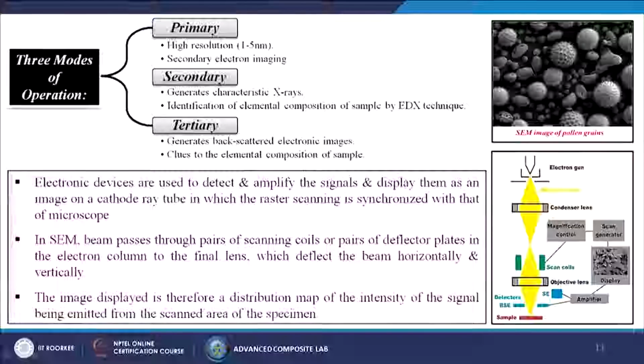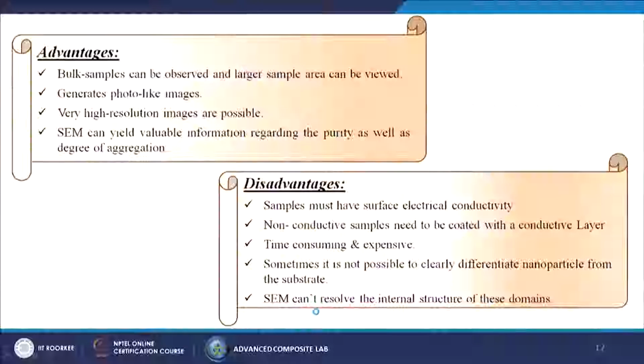So, electronic devices are used to detect and amplify the signals and display them as an image on a cathode ray tube, in which the raster scanning is synchronized with that of the microscope. In SEM, the beam passes through pairs of scanning coils or pairs of deflector plates in the electron column to the final lens, which deflects the beam horizontally and vertically. The image displayed is therefore a distribution map of the intensity of the signal being emitted from the scanned area of the specimen itself.